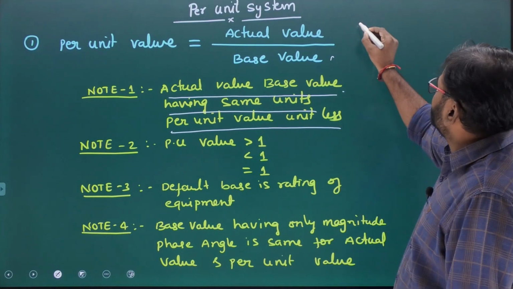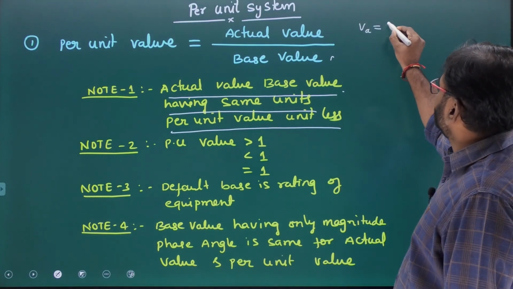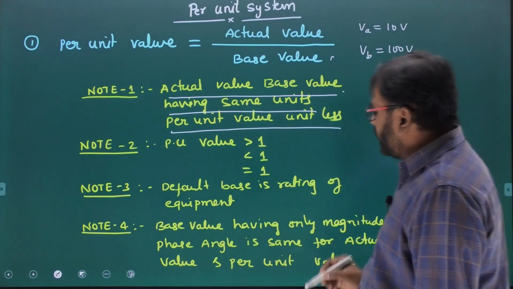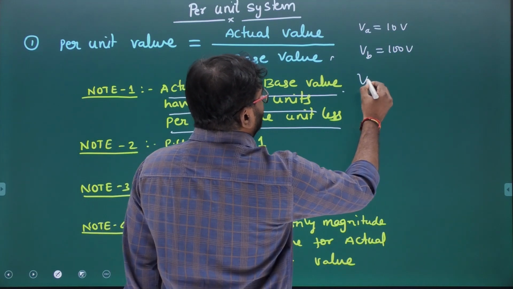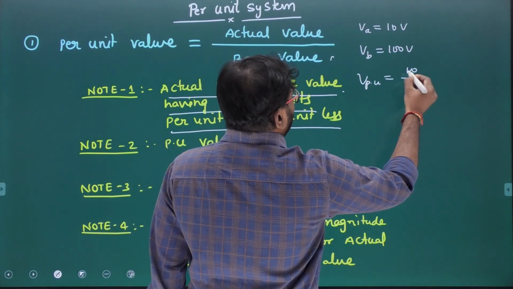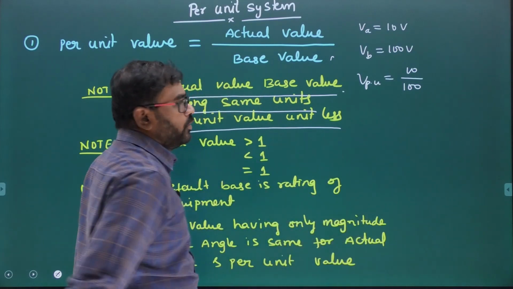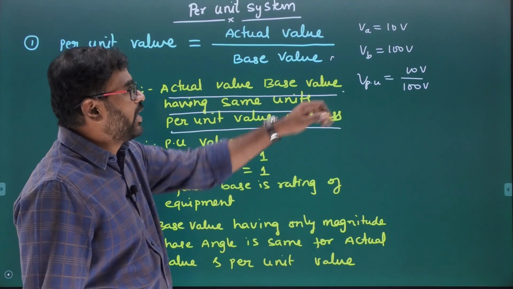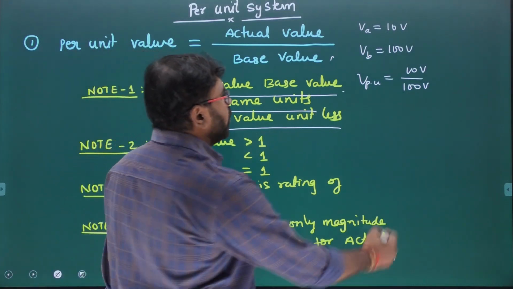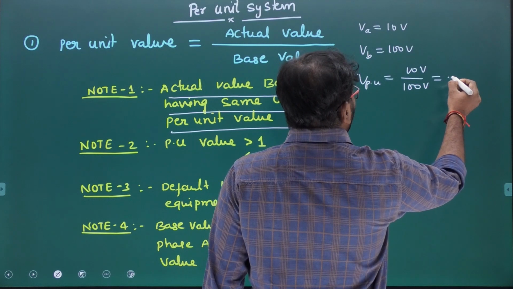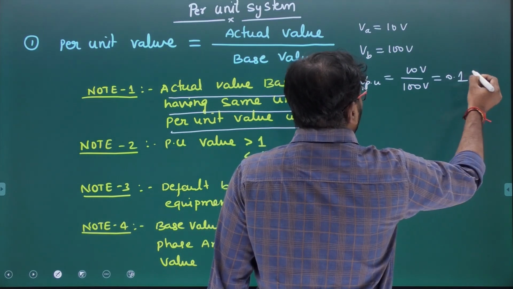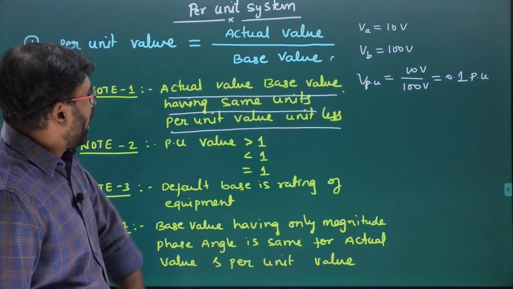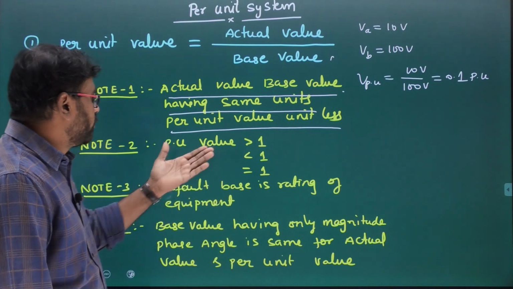For example, let's say the actual voltage is 10 volts and the base voltage is, let's say, 100 volts. If that is the case, what is the per unit value? So V per unit can be written as 10 by what? 100 volts. 10 volts by 100 volts. So volts get cancelled. That's why per unit value is generally unitless. What is the per unit value here? I can say 0.1 per unit. Okay, that is the per unit voltage. So the first important thing is, actual value and base value have the same unit, so per unit value is unitless.